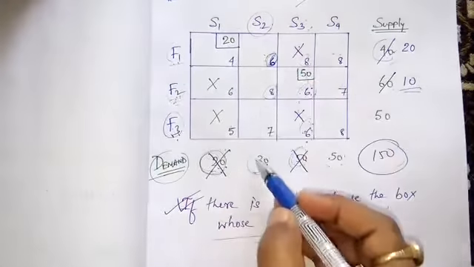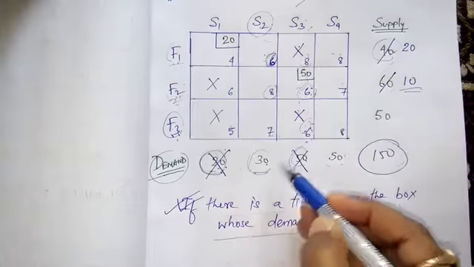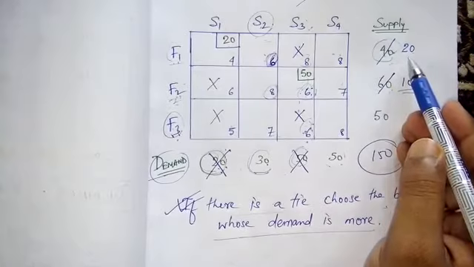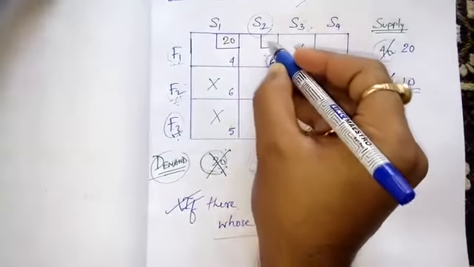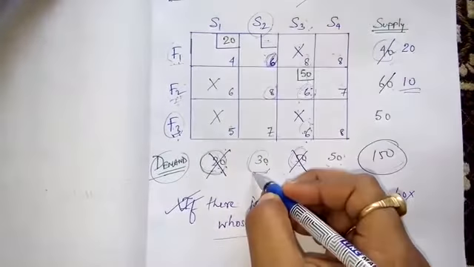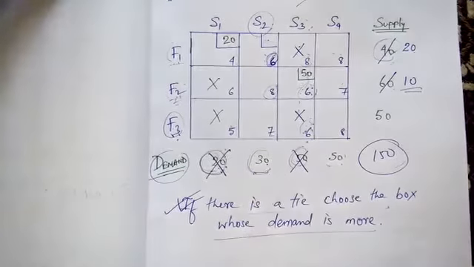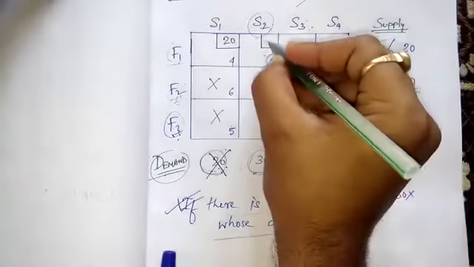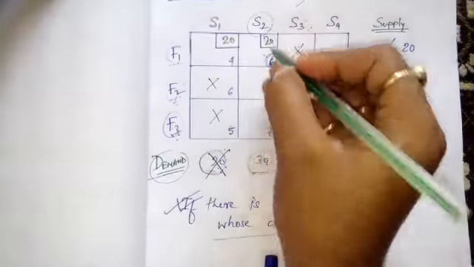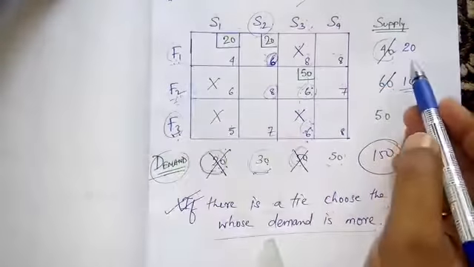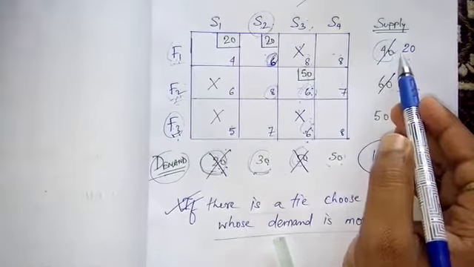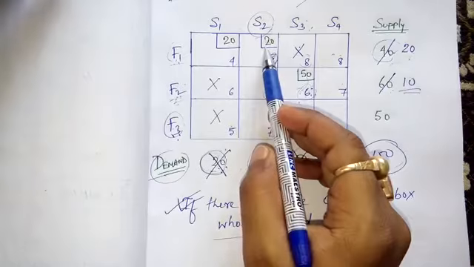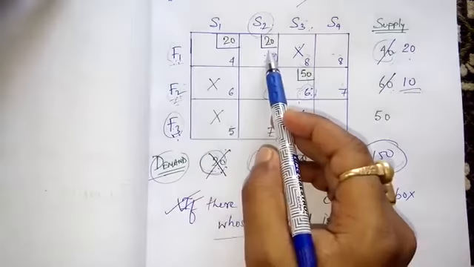Okay, see the demand and supply. Demand is 30 but supply is only 20. So what is the maximum value that you can put in this box? 30? No, now you cannot put 30. You can put only 20, because try to understand, factory 1 has only 20 goods with it. How can you give more goods to store number 2 from factory 1? If it has got 20 goods, you have to give 20 goods only.